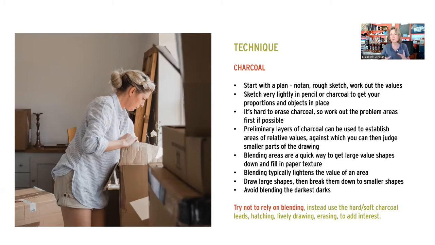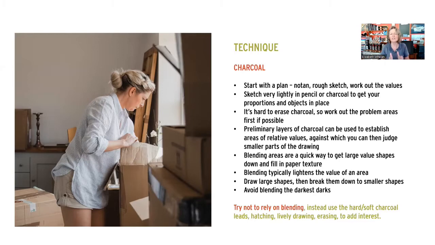Now, I do use an eraser as part of the process, but I try to be a little bit more controlled. So I start sketching very lightly in pencil or charcoal to get my proportions and objects in place, and often just in pencil for that first go through. So much easier to erase. The preliminary layers of charcoal can then be used to establish some areas of relative values against which you can judge smaller parts of the drawing.